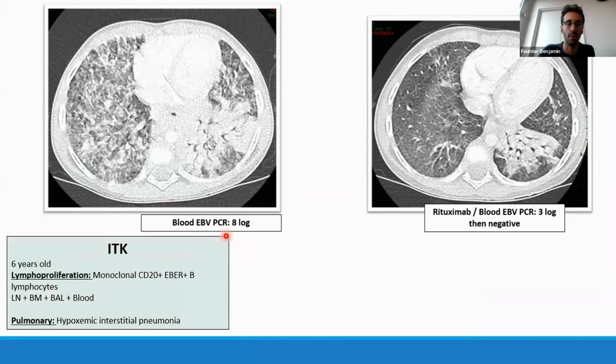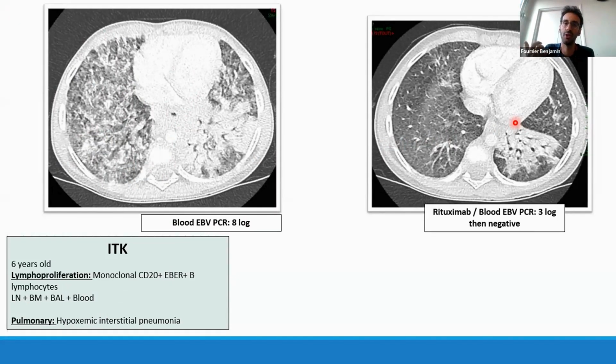You can see that the EBV load in the blood is extremely elevated. This is strongly indicative of primary immune deficiency. It starts at a very young age, and there is a lymphoproliferation in the lymph nodes, bone marrow, in the blood, but also what is more typical of ITK deficiency, you can see here acute respiratory distress syndrome because there are B cells in the lungs. And what is interesting is that when you remove infected B cells using rituximab, there is a strong effect, and the patient became much healthier, and the EBV load remained negative.